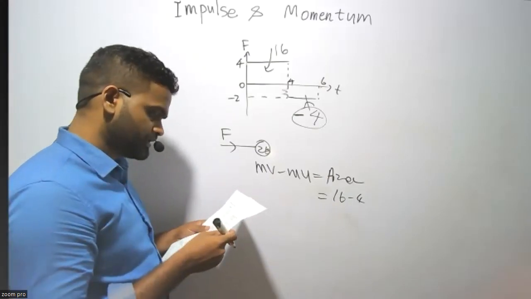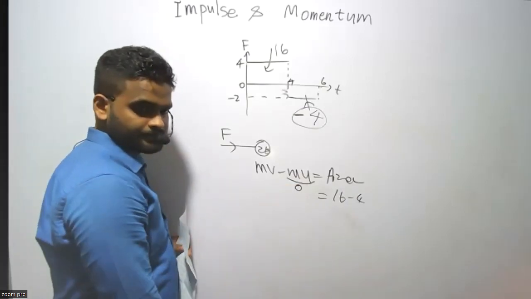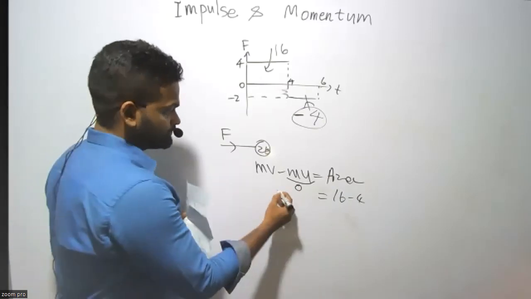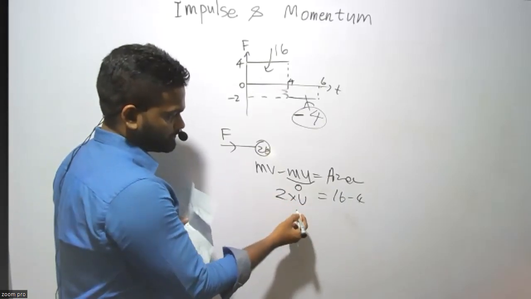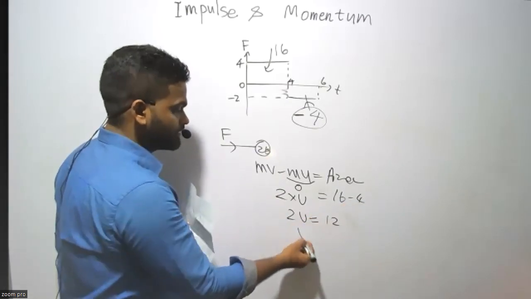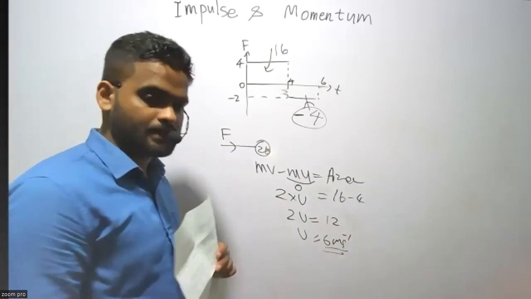For this one as well, initially at rest, so this term becomes 0, right? Mass is 2 times V. So 2V is equal to 16 minus 4, that is 12. Then V is equal to 6 meters per second. Take it down if someone didn't get it.